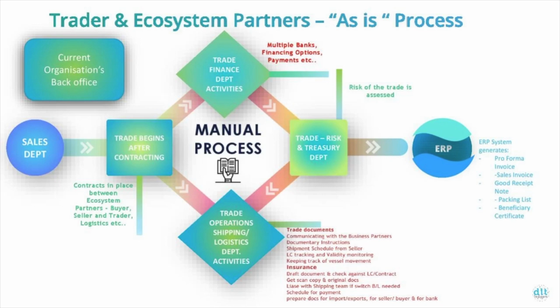So when a trade begins after contracting, then you need to move that communication to your back office, which involves a trade operations, shipping logistics department, or a trade finance department, or a risk and treasury department, depending upon the size of the organization. You might have a separate business function which governs the risk and the treasury department. And then we have an ERP system.